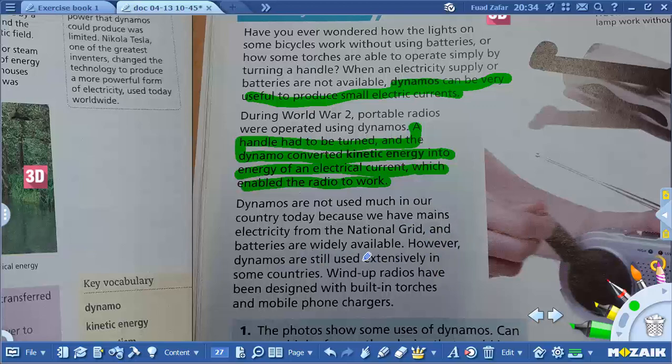However, dynamos are still used extensively in some countries. Wind-up radios have been designed with a built-in torch and mobile phone charger.